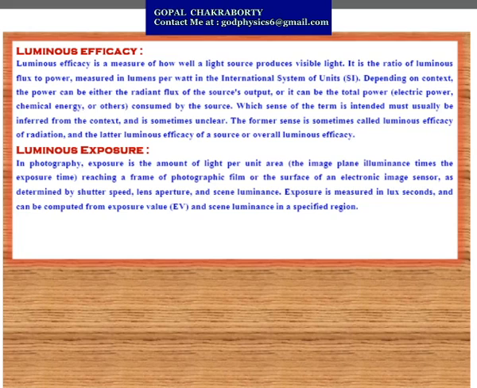Luminous exposure. What is the meaning of luminous exposure? In photography, exposure is the amount of light emitted per unit area. So that thing I have already discussed, and I don't want to repeat that. This is almost the same as luminous exposure.